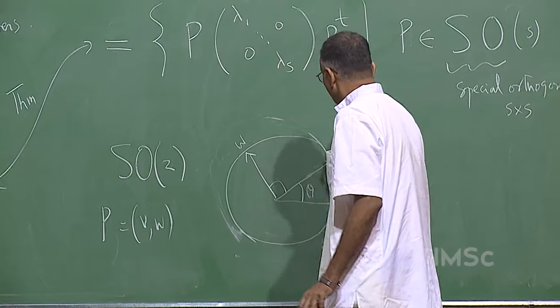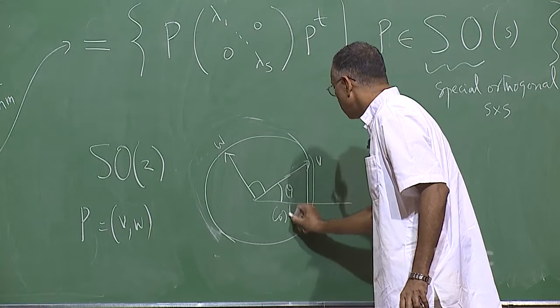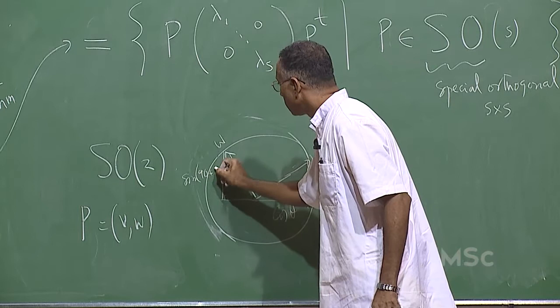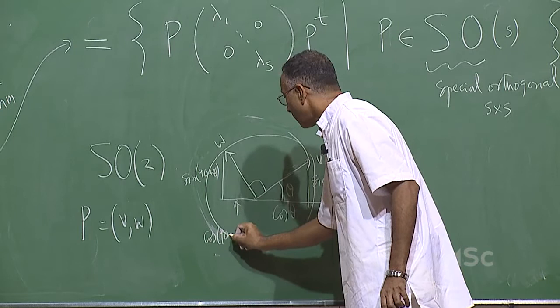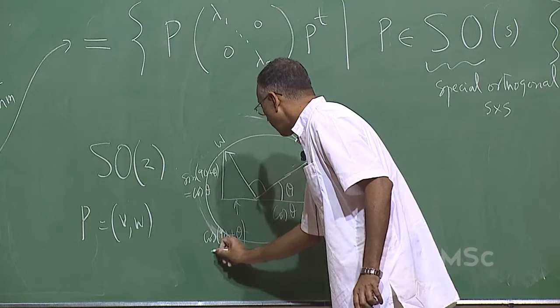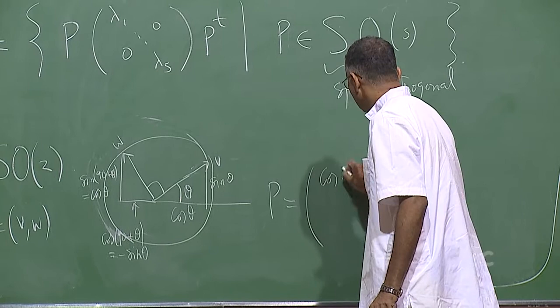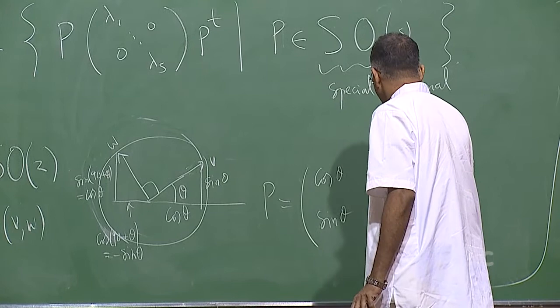And V I can write as, if this angle is theta, its x coordinate is cos theta, its y coordinate is sine theta. This is 90 plus theta. So here, this is sine of 90 plus theta, which is minus cos theta. And this is cos of 90 plus theta, sine of 90 plus theta is equal to cos theta, I think. And this is minus sine theta. So we know what it looks like. So P looks like: V has x, y coordinates cos theta, sine theta, and then the second column is minus sine theta, cosine theta. That's how things look.